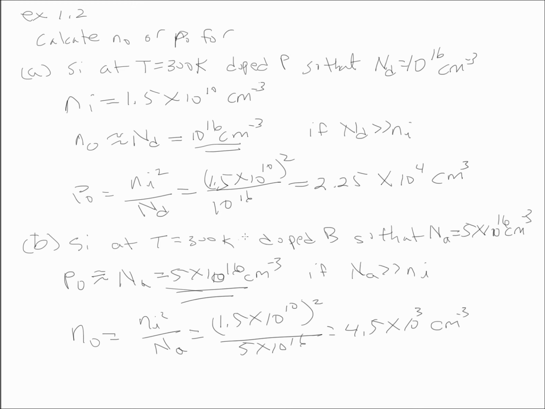So again, for a P-type semiconductor, silicon doped with boron, your number of holes is 5 times 10 to the 16th, that was given. It's much, much greater than your number of electrons, which is only like 4,500. So that concludes this section.